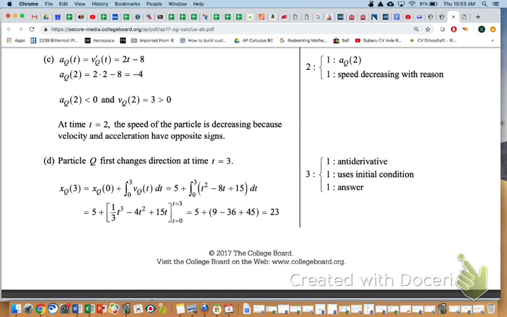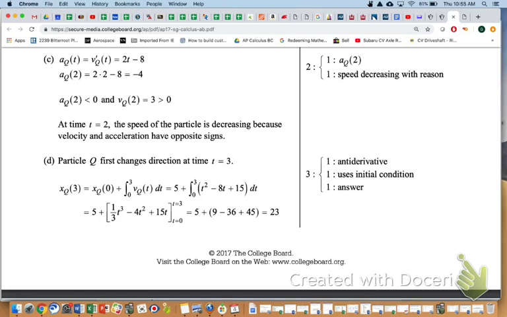Like you can see right here, they've done their antiderivatives. They're still not done yet. We could have done this step right here. If you would have done something like 5 plus 1/3 of 3 cubed minus 4 times 3 squared plus 15 times 3, technically minus 0, right? Because all those would zero out when you plug in that 0. You could stop right there and call that good.